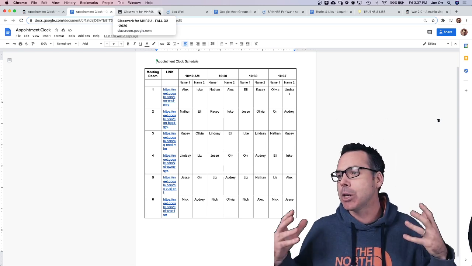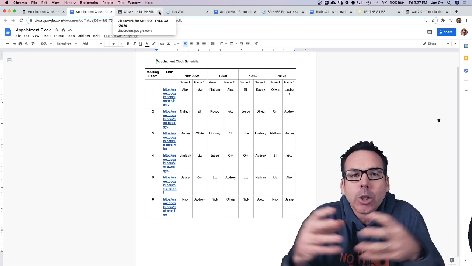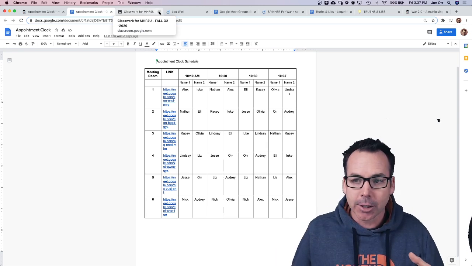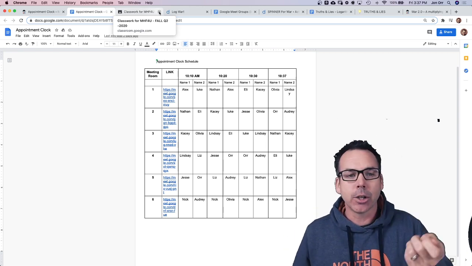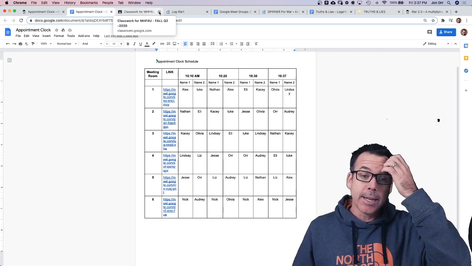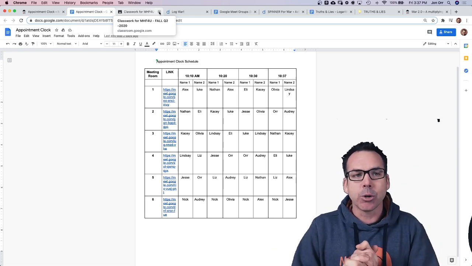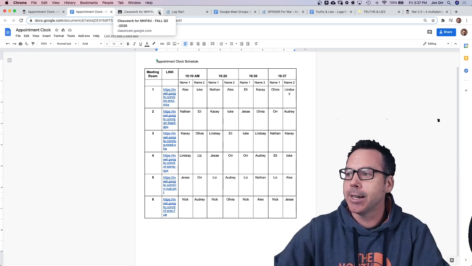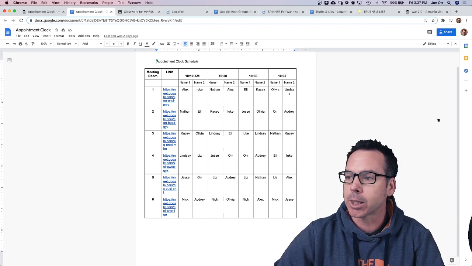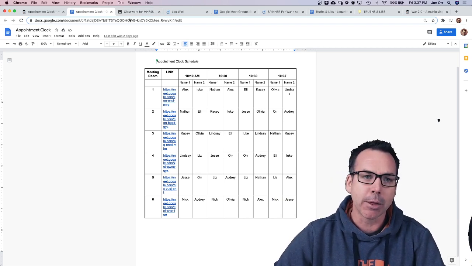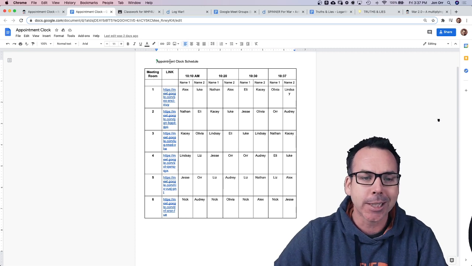And then all of a sudden, when you've got your students in smaller groups, that's when they start to turn their cameras on, and that's when they start to use their voice more in class remotely. It doesn't usually happen in the large group setting, but it does happen in a small group setting. So you might want to try that one out. That's the appointment clock structure.